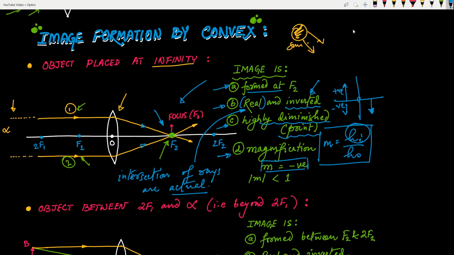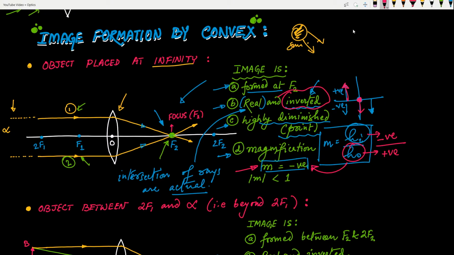We know the measurement always starts from the pole. Therefore, if you want to go down, we need to move in this direction. So the height of the image will be taken as negative. And the height of the object will be taken as positive because it is erect, upright. So negative divided by positive will ultimately give us negative. So always remember one thing, whenever the image formed is inverted, the magnification is always negative. Simple as that. This is very important.